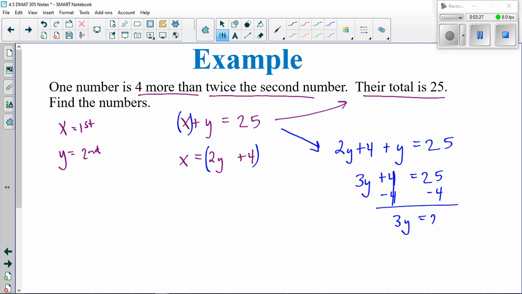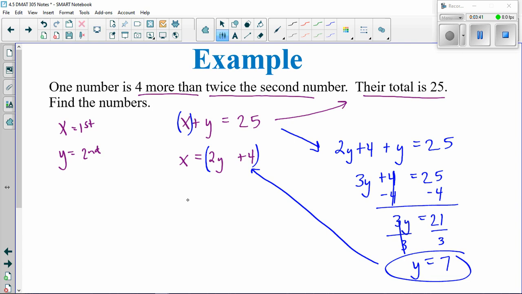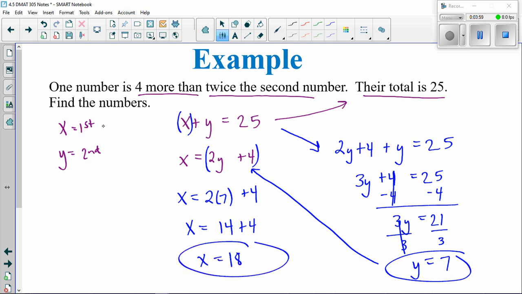3y is equal to 21. Divide both sides by 3. And y is 7. So now that I know that y is 7, I can turn around and plug it into this formula here. X is 2 times 7, because y is 7, plus 4. X is 14 plus 4. X is 18. So my 2 numbers, x is the first number, y is the second number. So that's how you would do those type of problems.